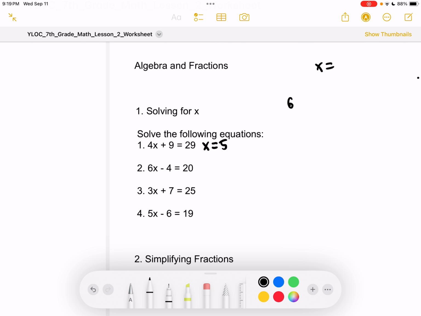So we'll do 6x minus 4 is equal to 20. We want to isolate x, so we add 4 on both sides. 6x is equal to 24. We'll divide by 6 on both sides to get x by itself. And 24 divided by 6 is 4, so x is equal to 4.